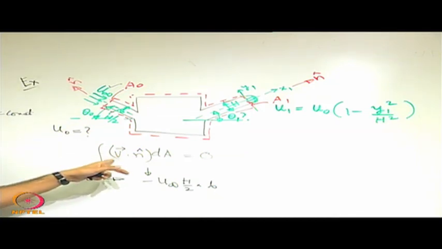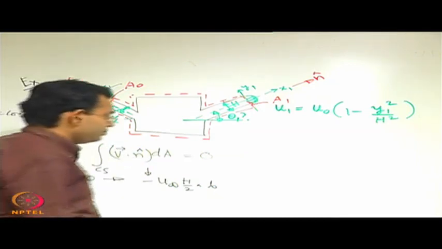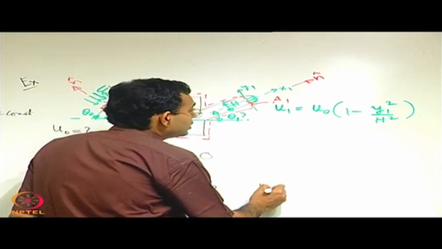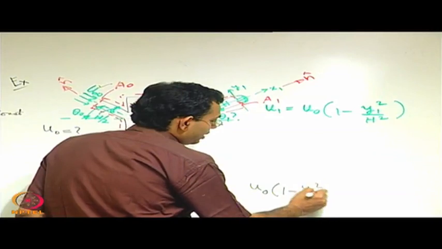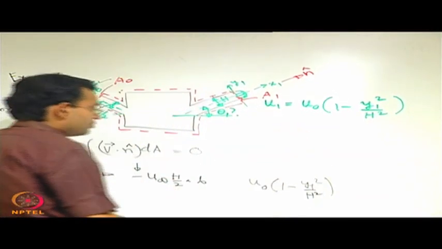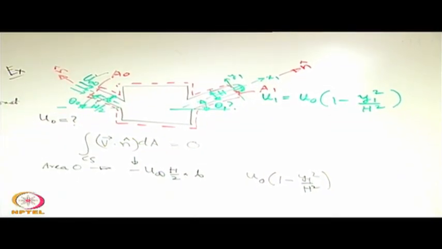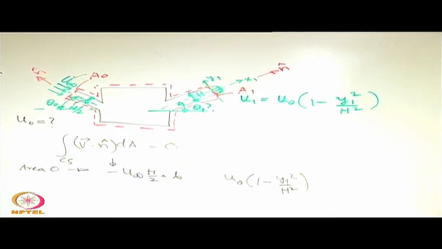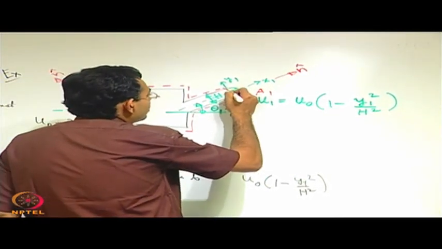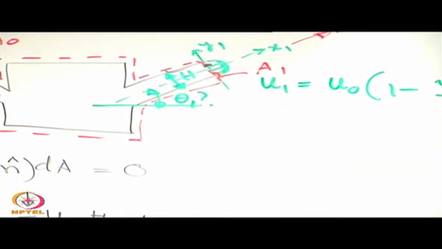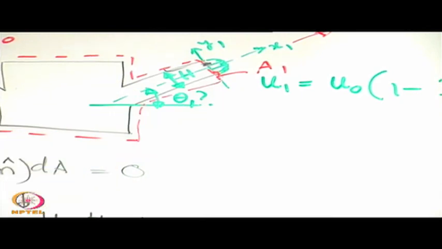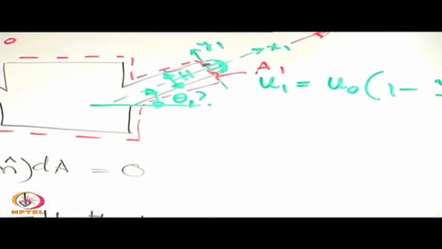So, when you first have v dot n, that will become u0 into 1 minus y1 square by h square, that will be v dot n, and dA is what? Say you take a small element on the axis y1. So, this is the small element of the area.